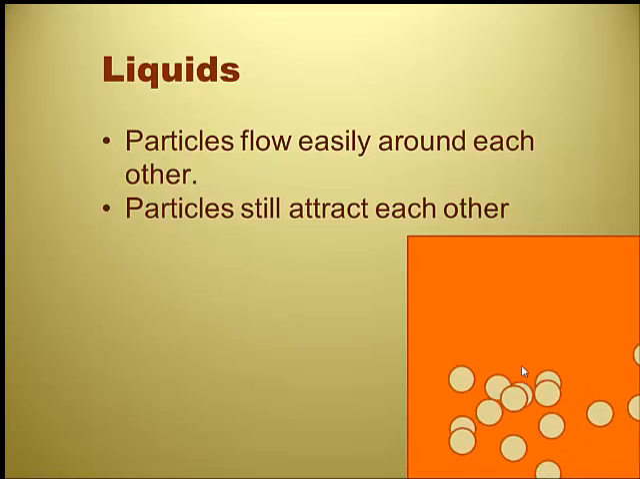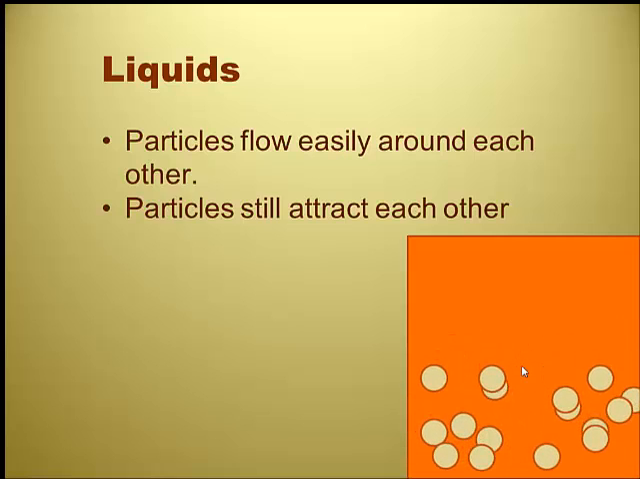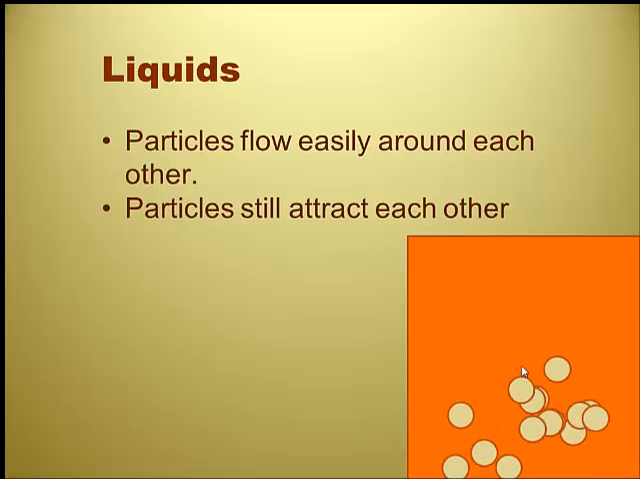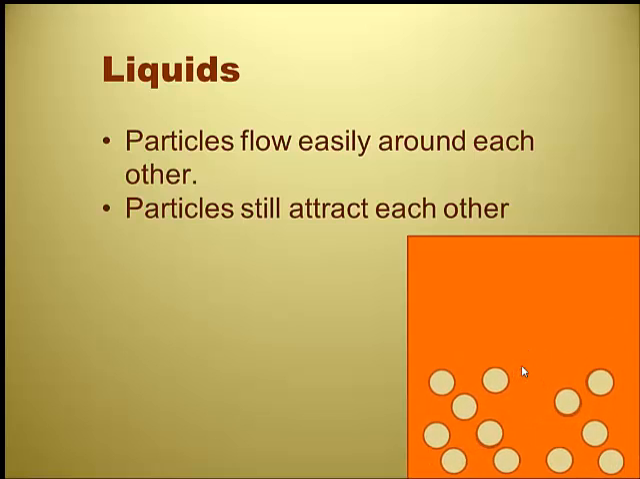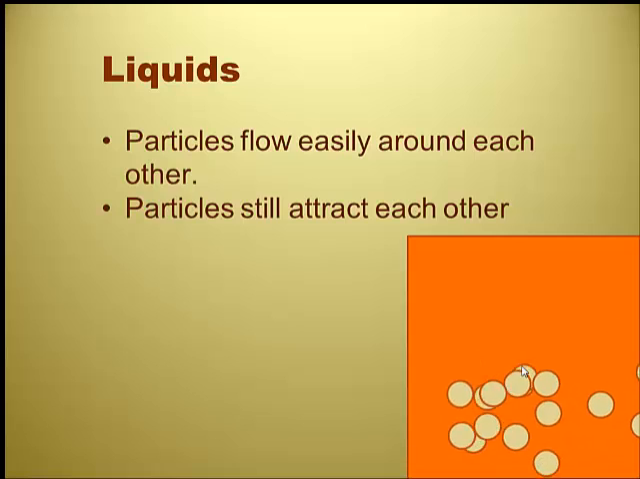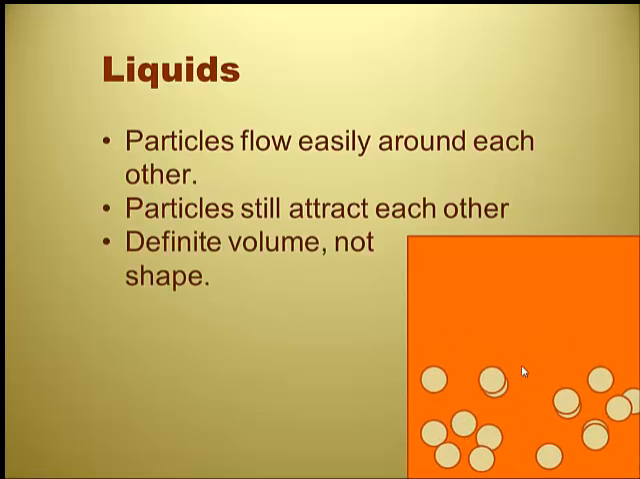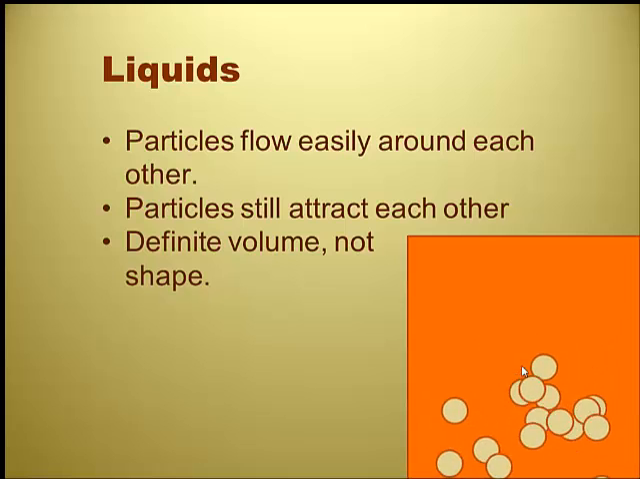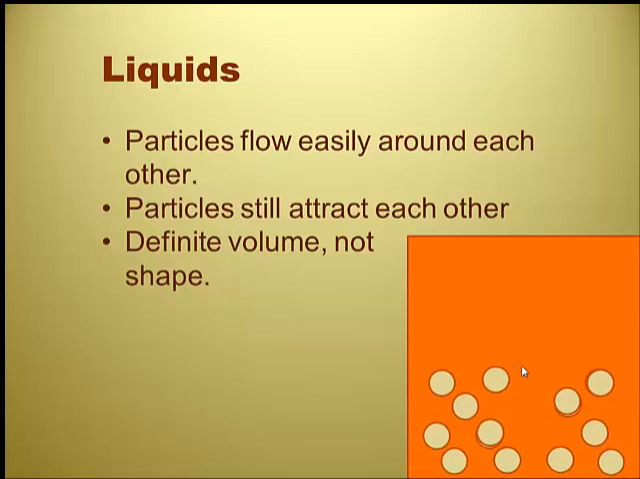All right, so basic idea here is liquids. Those particles are still attracted to each other. Notice none of them actually start flying up or out of that container that they're in, that orange box. So they all kind of stay towards the bottom with gravity, and they're all sticking towards each other. We definitely have a definite volume. They're not moving all over the place in that container, but they don't have a definite shape.